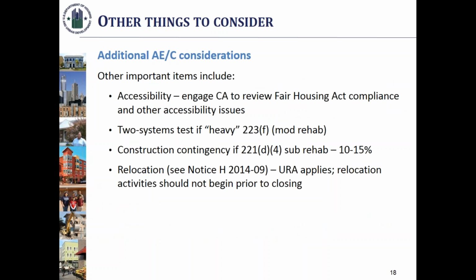Some other things to consider on the AEC side. Accessibility, like other deals, I would consider engaging your construction analyst to review Fair Housing Act compliance and other accessibility issues. If the FHA application is sort of a heavy 223F, a mod rehab, where they're doing a lot of work, I would be careful of the two systems test. Check to make sure that it doesn't trigger a sub-rehab. If it is a sub-rehab, we want to see a healthy construction contingency, 10 to 15%.